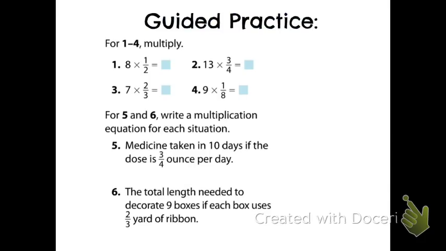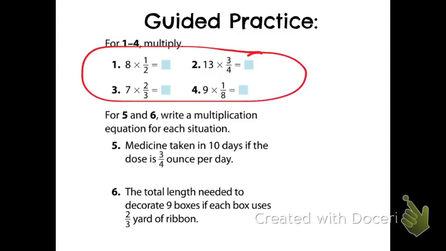In your notes, I want you to try number 1, 2, 3, and 4. Let's take a look at number 5 and number 6. Number 5 says, medicine is taken 10 days if the dose is 3/4 of an ounce per day. So my multiplication equation would be 10 times 3/4 would be equal to 30/4.